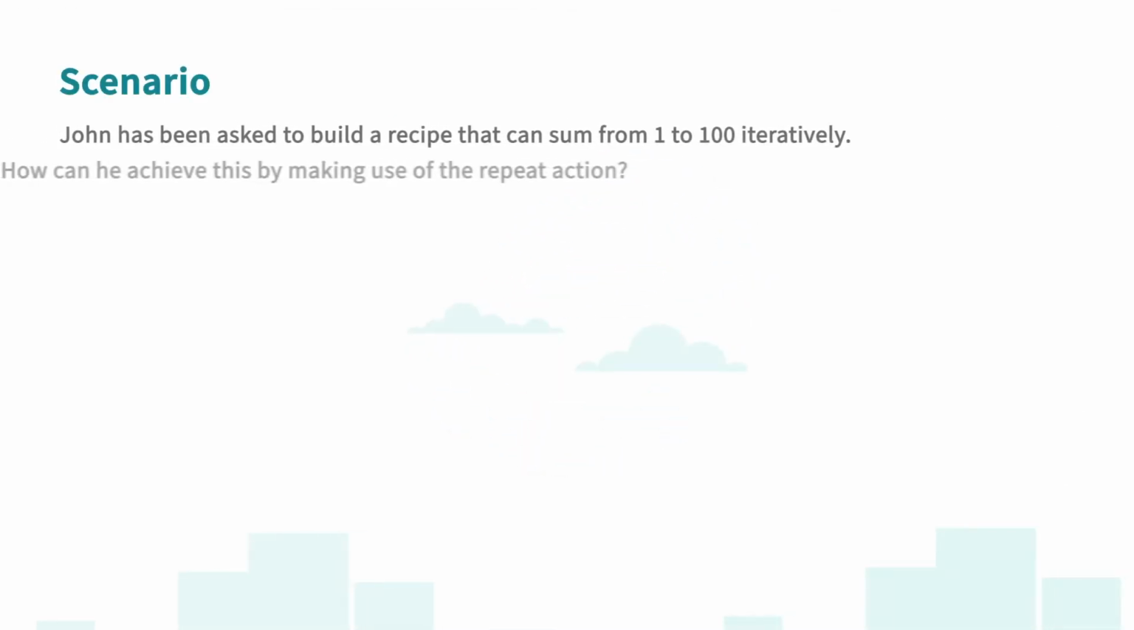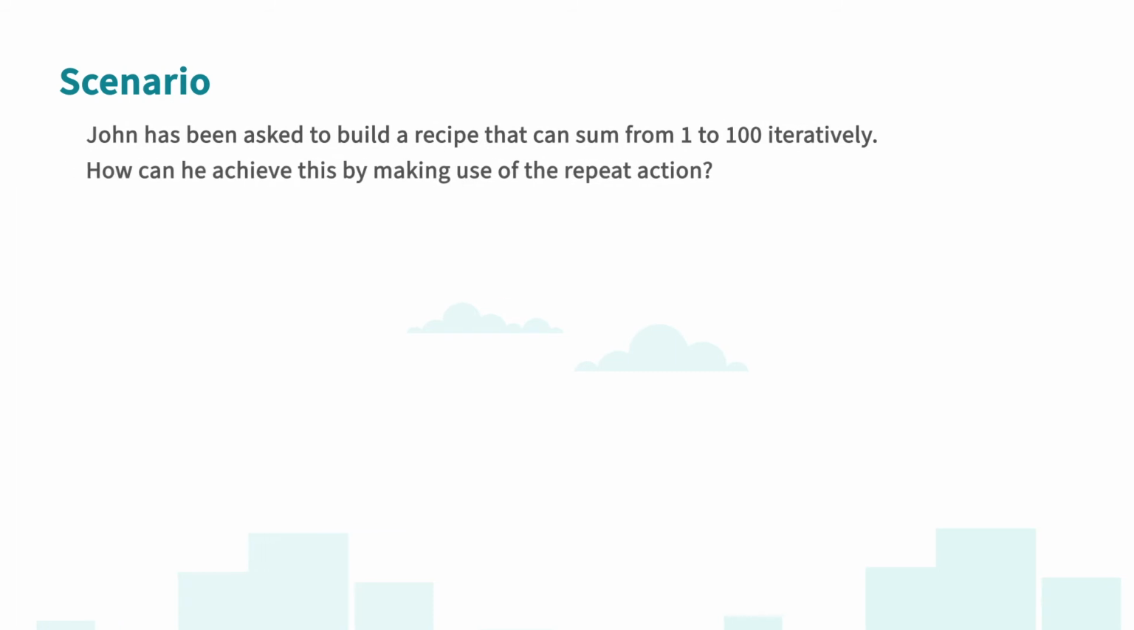Now let us apply what we have learned to a simple scenario. In this scenario, John has been asked to build a recipe that can sum from 1 to 100 iteratively. How can he achieve this? To do so, John can make use of the repeat action.